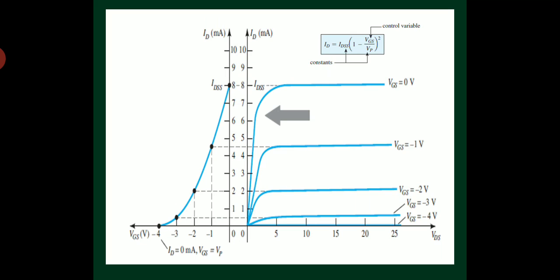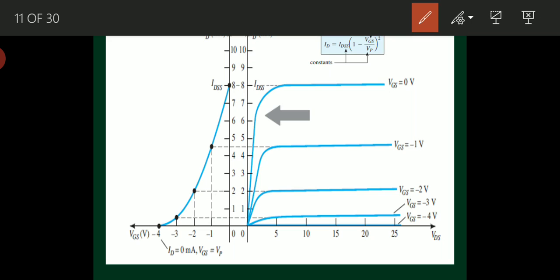So if I give input voltage 0, when VGS is equal to 0, what will happen? The term VGS by VP will become 0. So 1 minus 0 becomes 1. 1 whole square means 1. 1 into IDSS, therefore ID equal to IDSS, right? So when VGS equal to 0, drain current becomes IDSS.